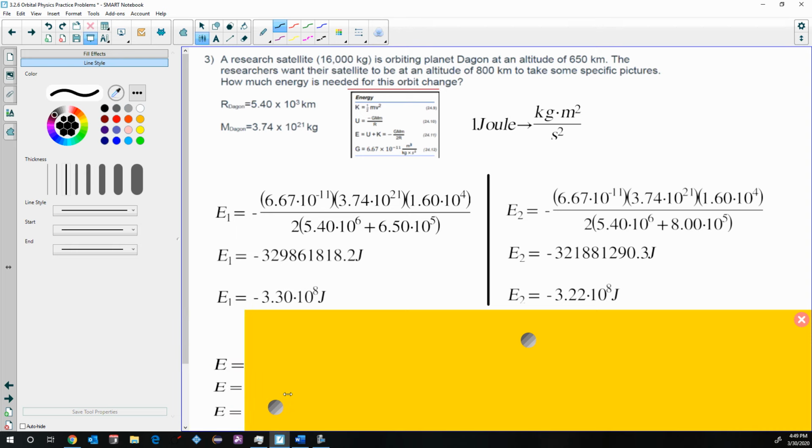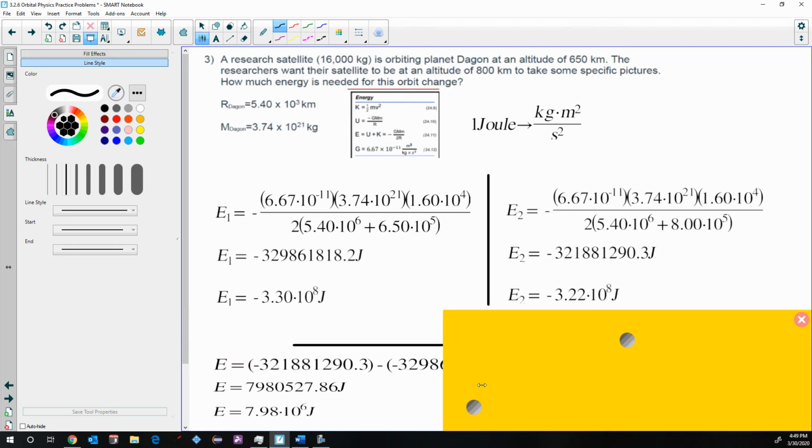Now, if we use the decimal form, we take these two numbers and subtract them, right? You take the bigger number, which is the second one. It's the higher altitude, so it has more potential energy. So this guy has a higher number, even though it doesn't look like it. Negative 3.21 is definitely bigger than negative 3.29. We're going to subtract those. That's going to turn these guys positive, and it's going to yield 7980527.86 joules, which is 7.98 times 10 to the 6 joules.